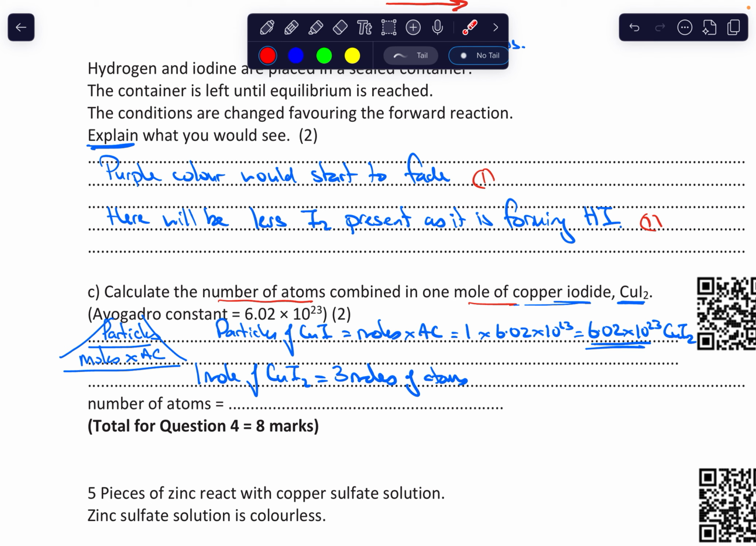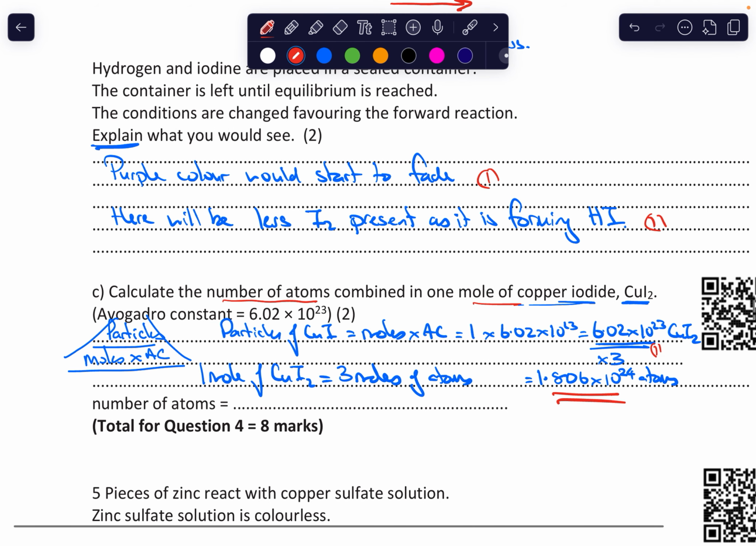So what I now need to do is take my answer that we've just worked out here, and we're going to multiply that by 3. So 6.02 times 10 to the power of 23 times it by 3, and that's going to give me 1.806 times 10 to the power of 24, and now that is atoms. That's my final answer in that question. Marks wise, a mark in here for doing the multiply by 3, and then a mark for arriving at the final answer.